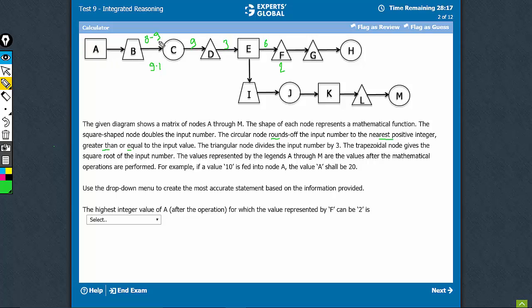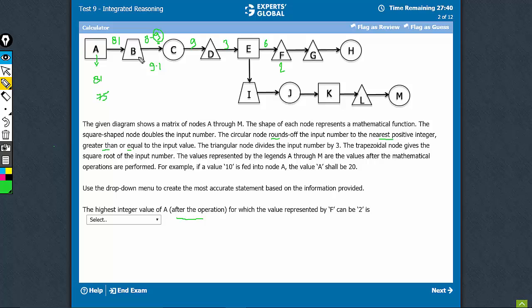We need the highest value, so let's assume the highest input value here, which is 9 itself. So 9 is the value that B gave to C, so the value that B must have received would be the square of 9, 81. And therefore the value of A after the operation, remember it's always after the operation, not the input value, is 81 here.